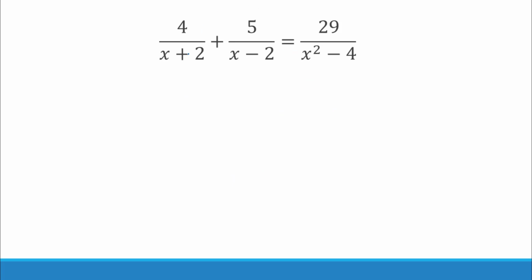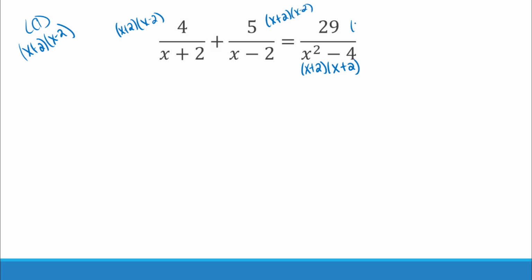Now, to determine the least common denominator, everything needs to be factored. These are factored, but remember, this one factors as a difference of squares. So I'm going to write it right underneath. So what would my LCD be? My LCD would be x plus 2 times x minus 2. I'm going to multiply every piece of the equation by x plus 2, x minus 2.